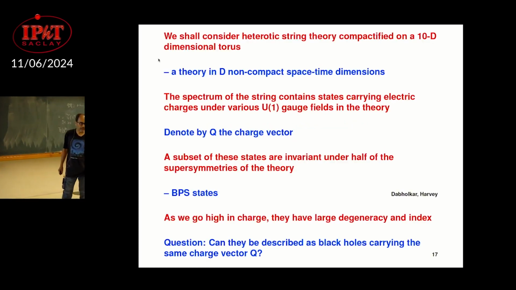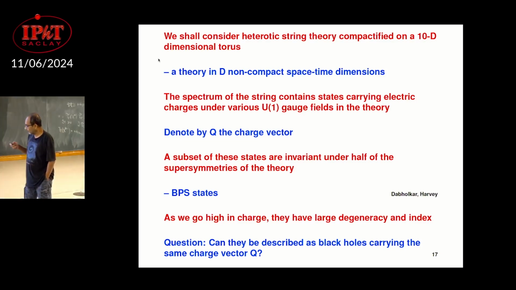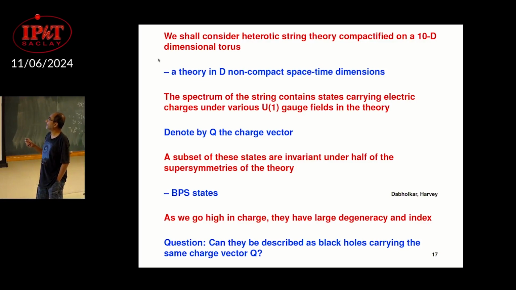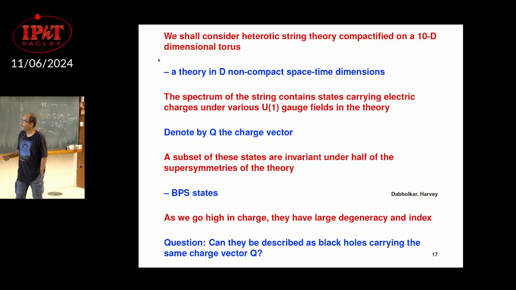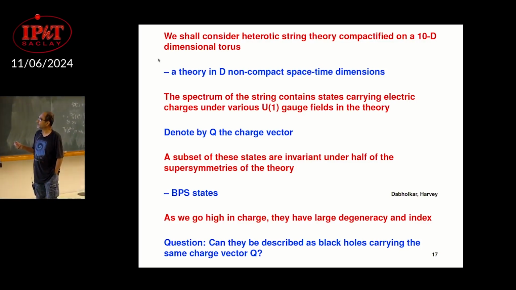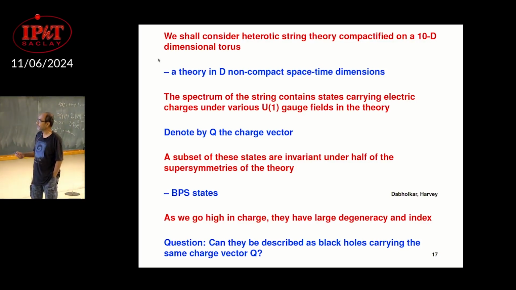This is in fact an old problem, but let me review what the problem is. We'll be considering heterotic string theory compactified on a 10 minus d dimensional torus. So now I'm in a specific string theory. This describes a theory in d non-compact space-time dimensions. The spectrum of the string contains states that carry electric charges under various U(1) gauge fields in the theory. These are elementary string states, so no magnetic charge, only electric charge. We will denote by Q the charge vector.